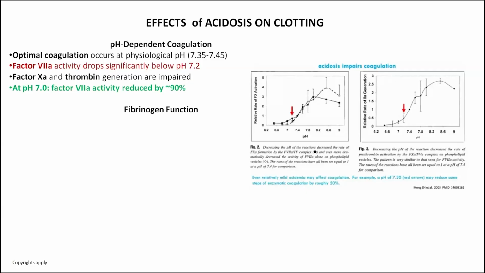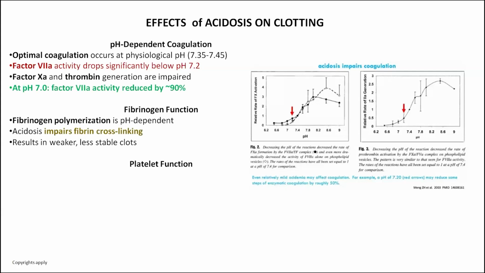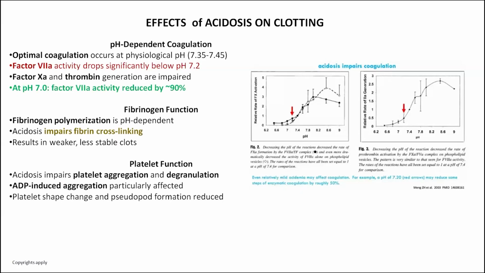So what happens if the pH drops to less than 7? The factor 7a activity is reduced majorly, by up to 90%. Fibrinogen is also impaired, the cross-linking does not happen, the clot is not stable, and this might cause the breakdown of the clot. Platelet function is also altered, and it can cause degranulation of platelets, and the aggregation of platelets also does not happen in severe metabolic acidosis.